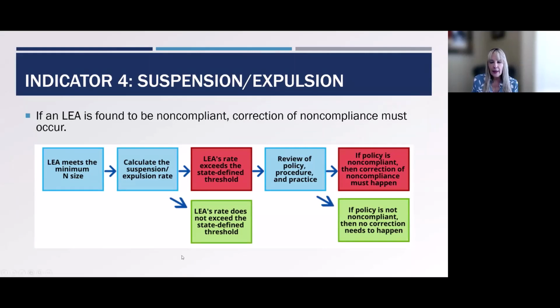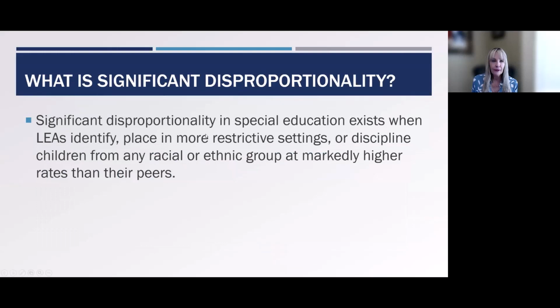This shows a graphic view of what I talked about. For both 4A and 4B, we look to see, does the LEA meet the minimum N size regarding number of students enrolled? If so, we calculate their suspension expulsion rate. If the rate does not exceed the threshold, then that's that. But if it does exceed the threshold, then there's a review of the policies, procedures, and practices. If the policy is not non-compliant, then nothing needs to happen. But if non-compliance is found, then a correction has to occur.